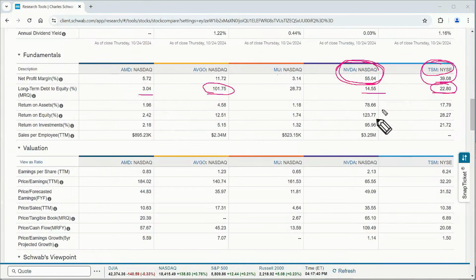Return on assets, it seems like NVIDIA kind of just sticks out like a sore thumb here. I guess in a good way. I don't know, sore thumb makes it sound bad. But look at the numbers here on this. That's why it's so highly valued. Now, it's more highly priced too, okay?